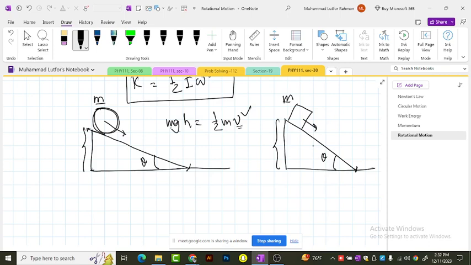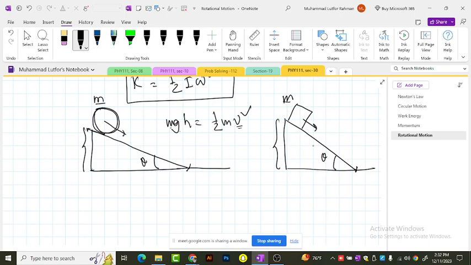Which means they will touch the ground at the same time. They will take exactly the same amount of time to travel this distance. So that's why they will reach the ground at the same time, which means the race will be a tie here, if it is frictionless.